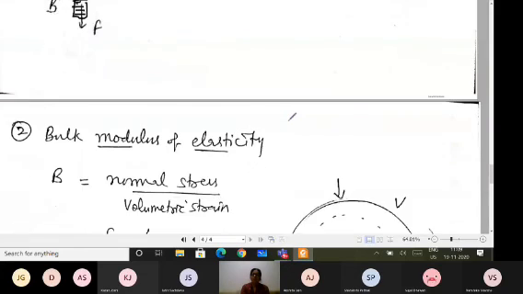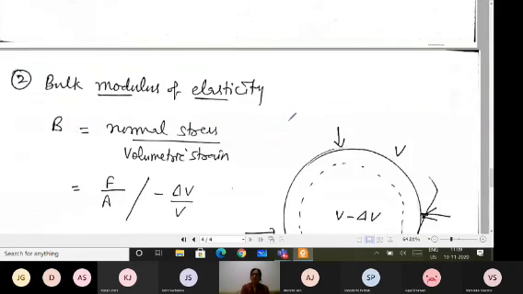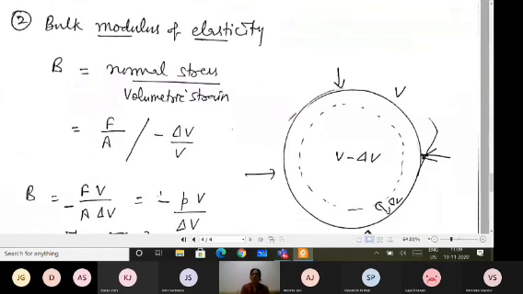And if I have a bubble, or a spherical ball, which I'm putting in water, then again the normal stress is there, but bringing a change in volume, the modulus of elasticity which comes is known as the bulk modulus of elasticity, denoted by capital B. After the name of the scientist only, these symbols we are using.